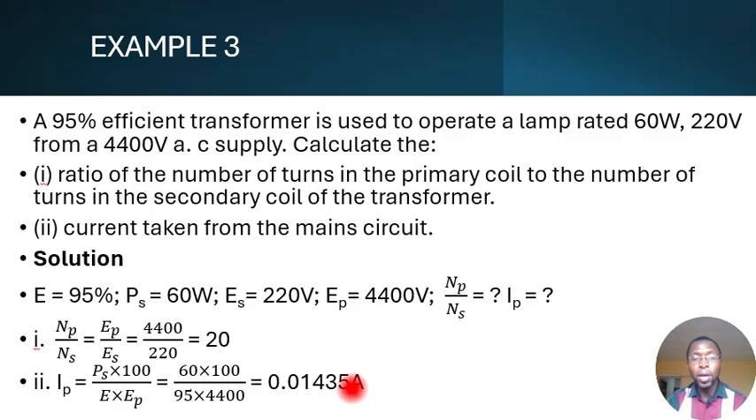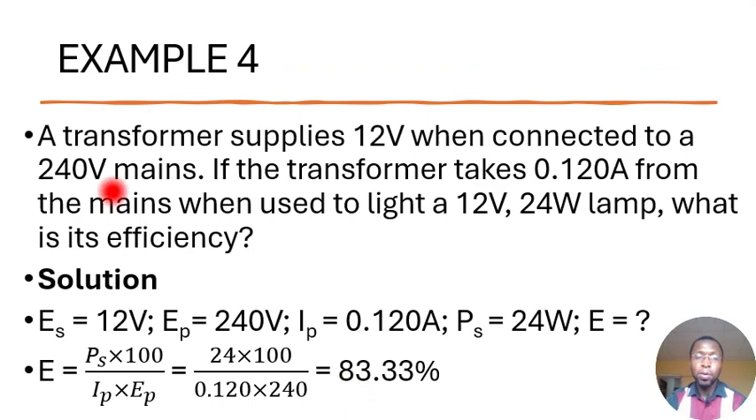Okay, let's take another example again. Here it says a transformer supplies 12 volts when connected to a 240 volt mains. If the transformer takes 0.120 ampere from the mains when used to light a 12 volt 24 watt lamp, what is its efficiency? Right? So we have to determine the efficiency of the transformer now.